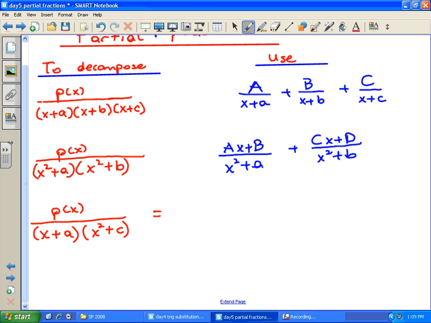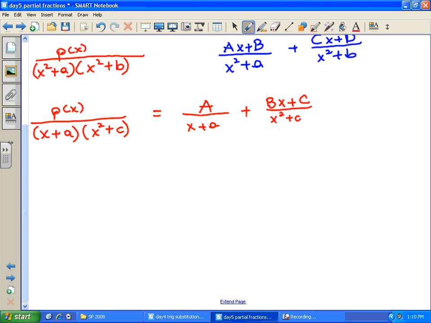So to separate this, what should my first fraction look like? A capital A, let's say call it a constant A, divided by x plus a, plus the second one, Bx plus C over the second irreducible denominator. Again, I'm using capital letters to represent the constants on the top, so that they're not necessarily going to be the same numbers as you see on the bottom.